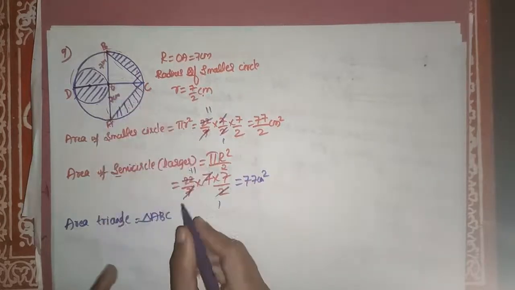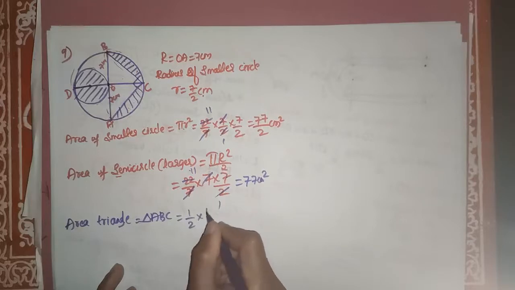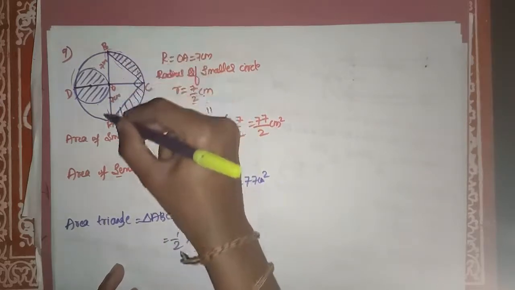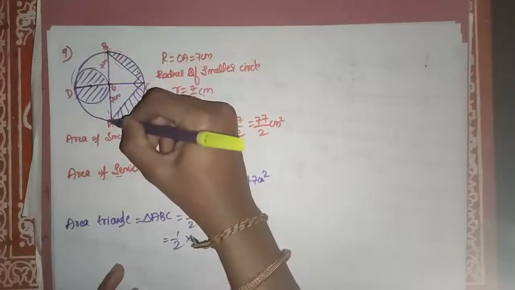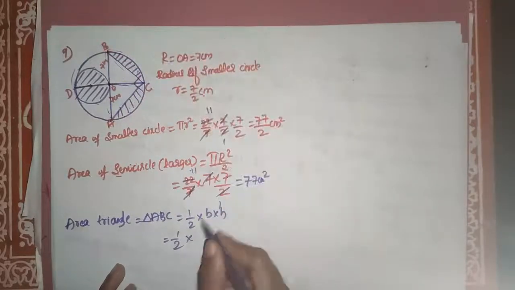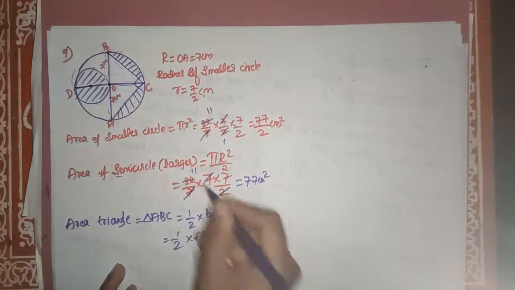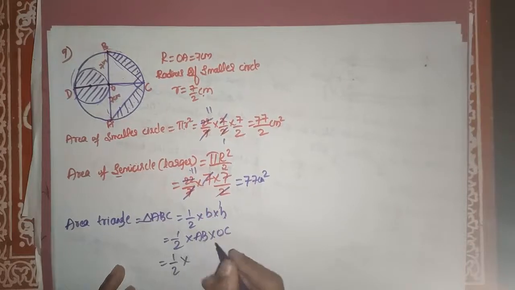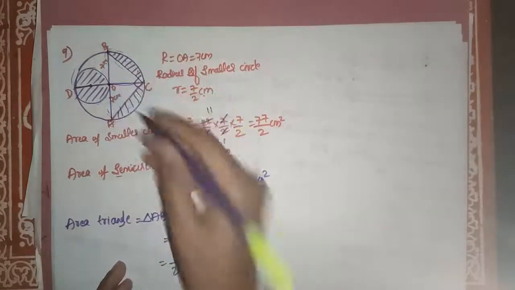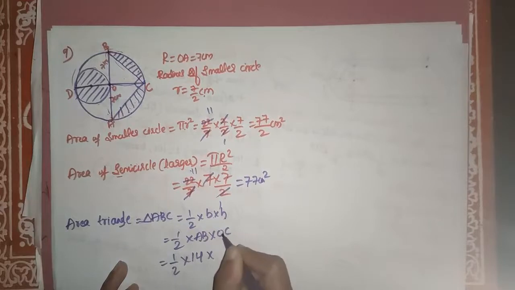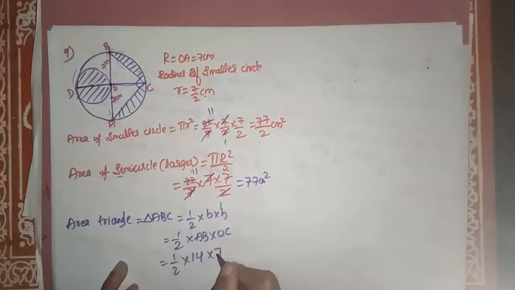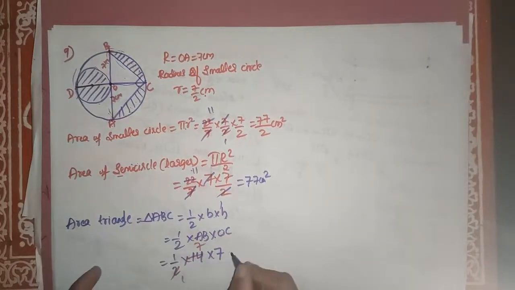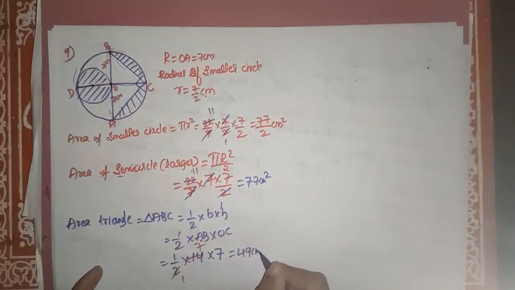Okay, here I use the formula half into base into height. So in this triangle, I take base as AB and height as OC. So here half into AB, how much is AB? 7 plus 7, AB is 14. Into height, this is OC, 7 centimeter radius. Okay, this is now 7 2s are 14, 7 7s are 49. This is equal to 49 centimeters square.